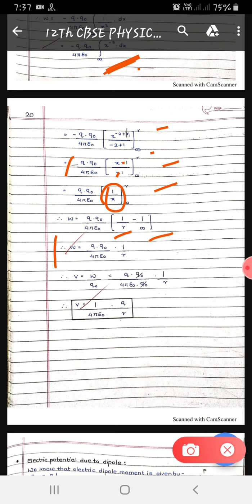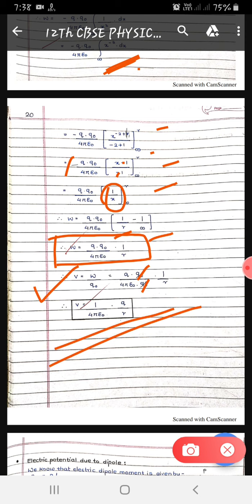The final work done, the total work done to bring unit positive charge from infinity to r, will be W is equal to q naught upon 4 pi epsilon naught times 1 upon r. So according to the formula of electric potential, work done upon q naught, q naught will get cancelled, and here we get the expression for electric potential, that is 1 upon 4 pi epsilon naught q upon r. Hope students you understood. Thank you.